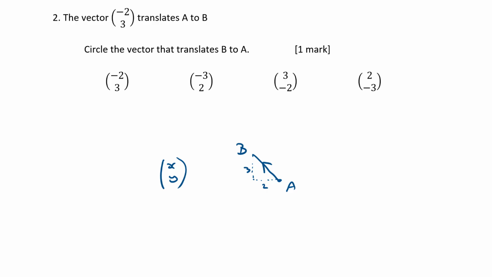Now if I flip it around and I want to go in the other direction, so instead of going from A to B, I'm going from B back to A again, I'm going to go the opposite direction, aren't I? So rather than going 2 to the left, I'm going 2 to the right, and rather than going 3 up, I'm going 3 down. As vector notation, 2 to the right is just 2, and 3 down is -3, so it's (2, -3). It's that one there.